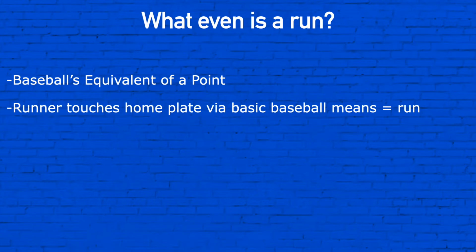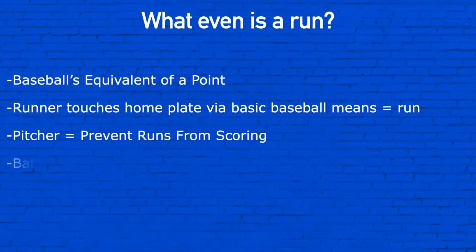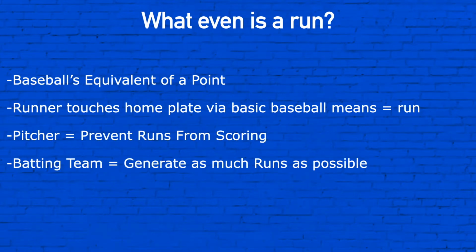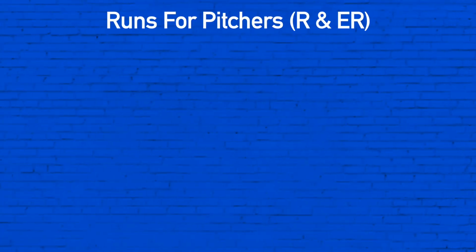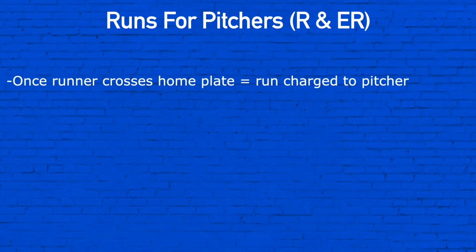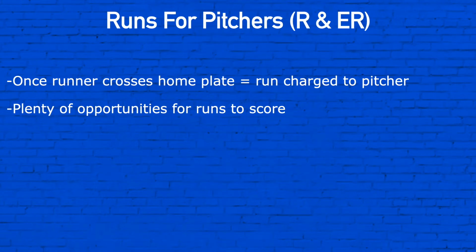It's a point scored by the runner making it around the bases. As a pitcher, you want to prevent this from happening, while if you're on the batting team, you want to generate as many runs as possible. Let's start off with the run stat for the pitchers. For a pitcher, the run stat is added to the stats once a runner crosses home plate through regular play. Whether that be from a combination of giving up hits, home runs, walks, sacrifice flies, sacrifice bunts, really a whole lot of things, there are plenty of chances to add to this category.